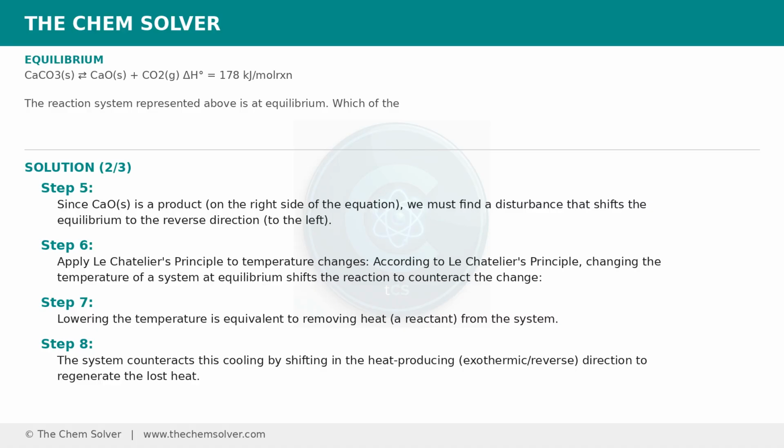Apply Le Chatelier's principle to temperature changes. According to Le Chatelier's principle, changing the temperature of a system at equilibrium shifts the reaction to counteract the change. Lowering the temperature is equivalent to removing heat, a reactant, from the system. The system counteracts this cooling by shifting in the heat-producing exothermic, reverse direction to regenerate the lost heat.